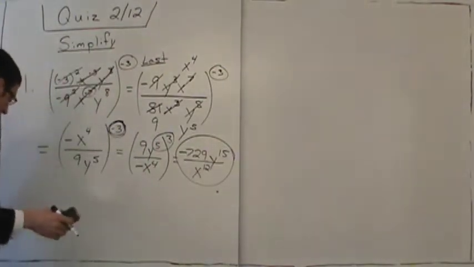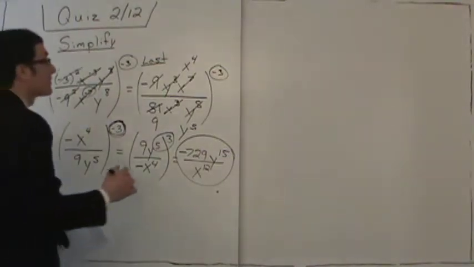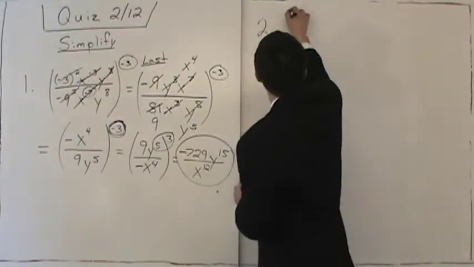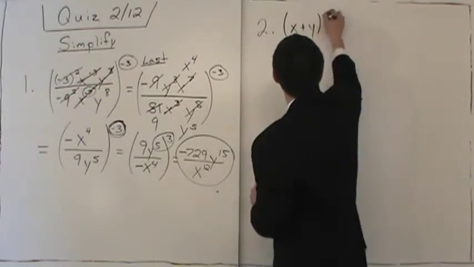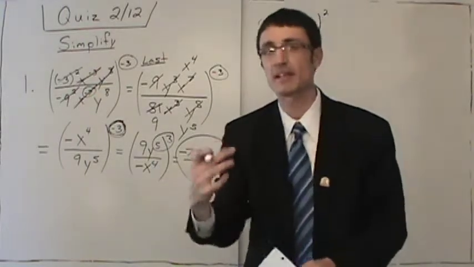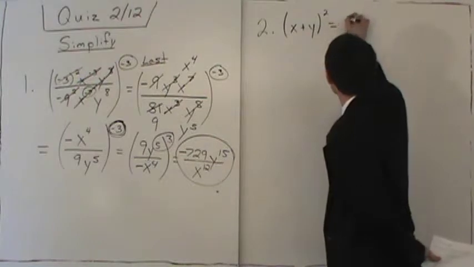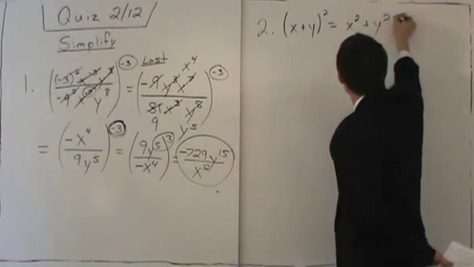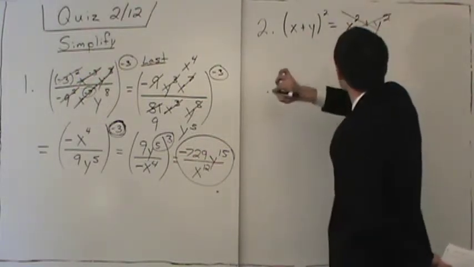Now, number 2 on the quiz, probably the most important question. Number 2 says quantity x plus y squared. Now, when I ask this question to students, many times I get this answer: x squared plus y squared. And this is the worst mistake you can make in Algebra 2.